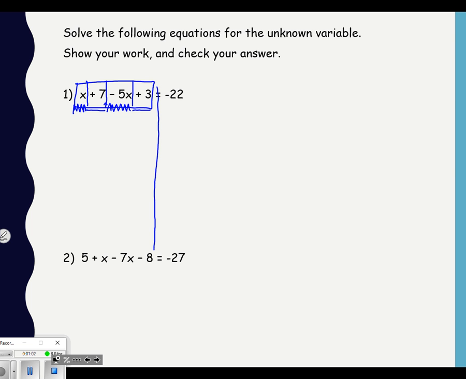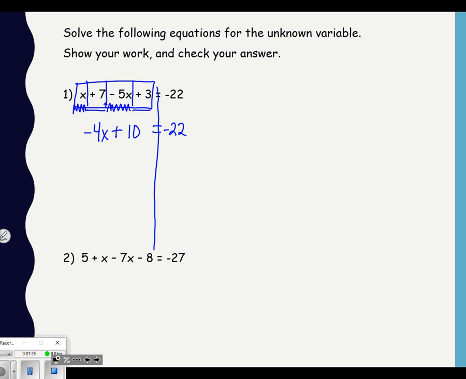Then we combine the things that have the same underline. So x minus 5x is negative 4x. And 7 plus 3 is 10. And we combined our like terms. Now we have that equals negative 22.